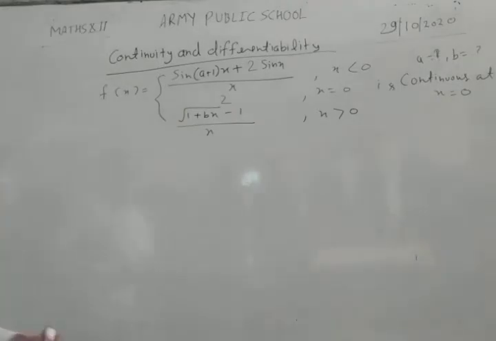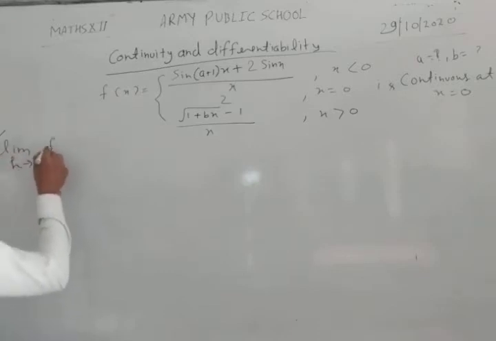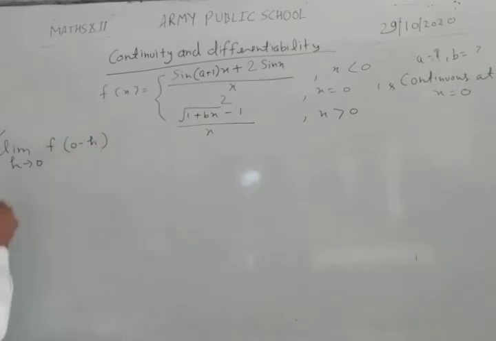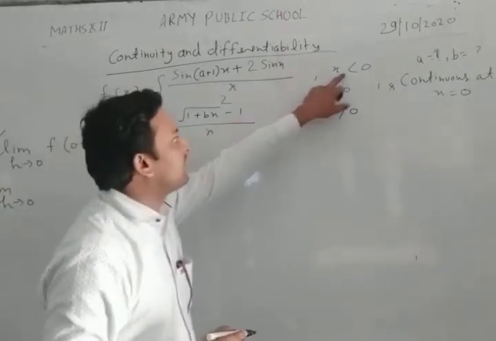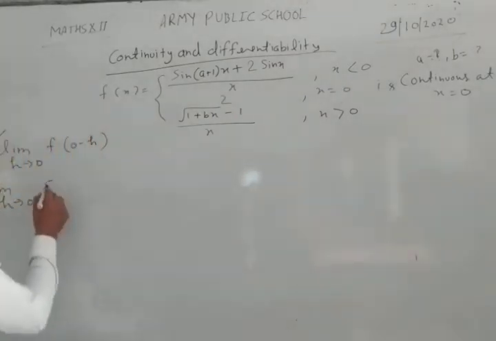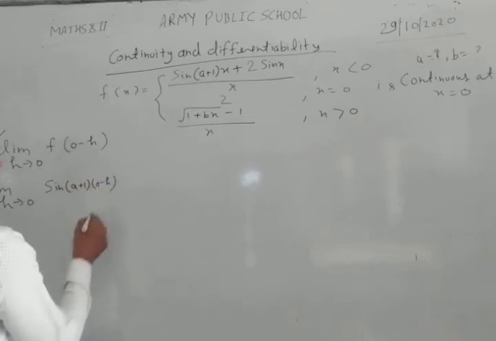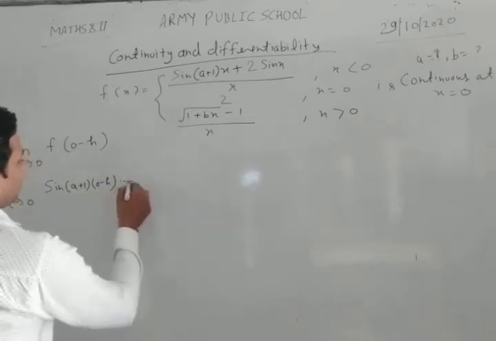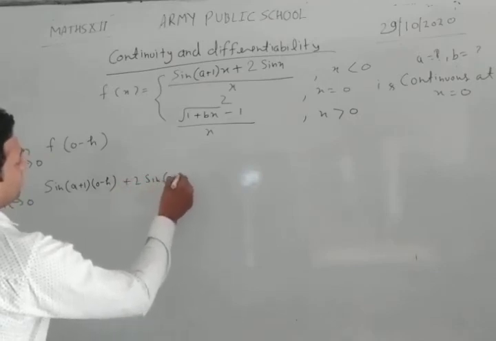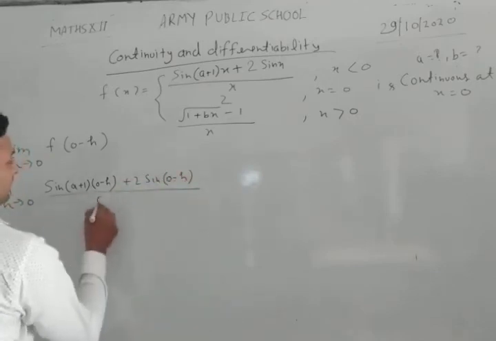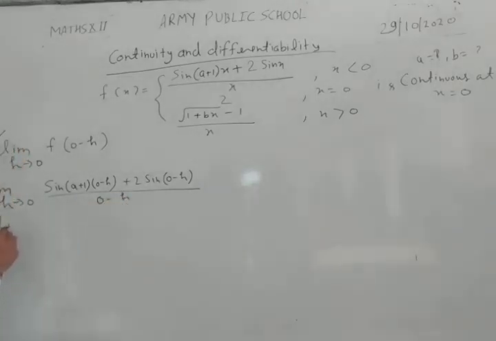Okay, so first let us find the left hand limit. The left hand limit is limit h tends to 0 of f(0 minus h). Now our function for x less than 0 is this. So we write sin((a plus 1)(0 minus h)) plus 2 sin(0 minus h) divided by (0 minus h). Now we solve it.